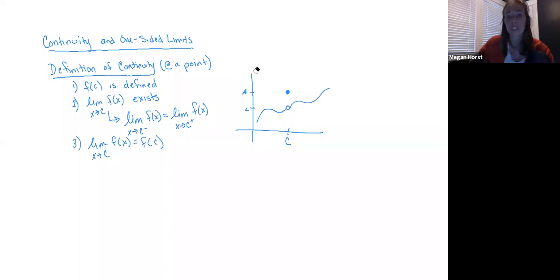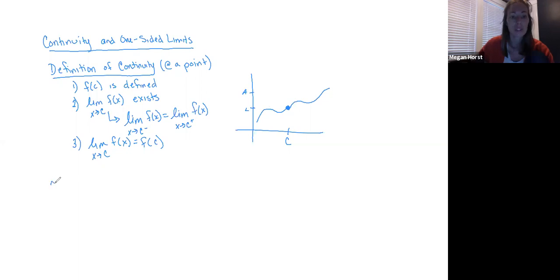So what we need instead is for that final criterion to be met, and that is f of c needs to equal whatever L is, whatever that limit is. And then we have a continuous function.